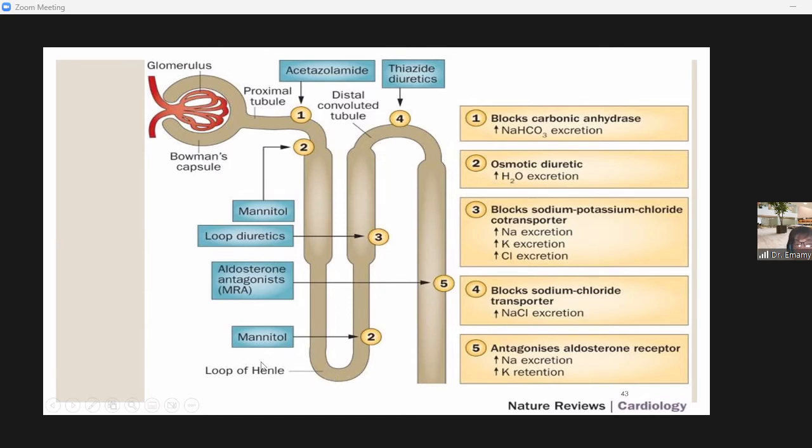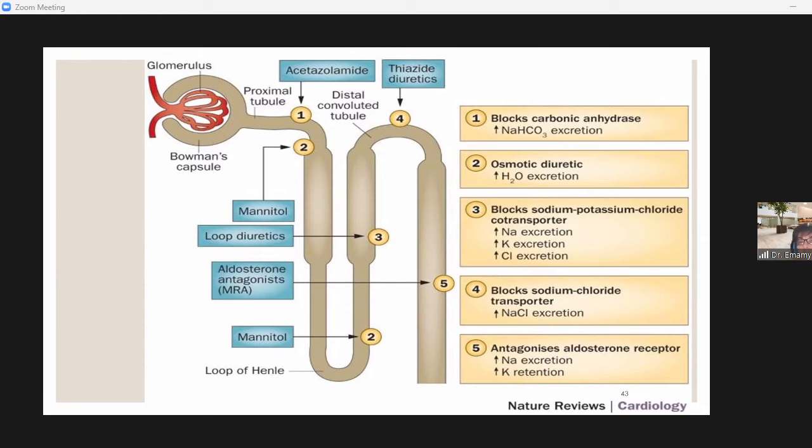So diuretics, we have different groups of diuretics, different types of diuretics. All of them make patient pee more. So your patient who takes diuretics needs to go to the restroom, or you need to place a Foley catheter for your patient because they will urinate a lot.